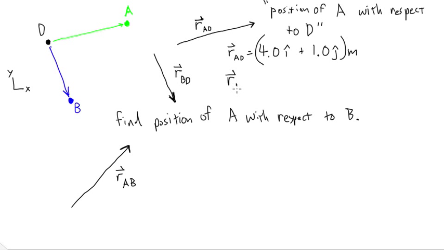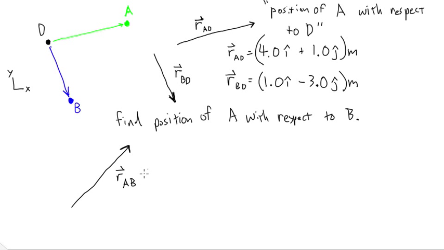Bobby's position with respect to Dad. Again, I'm just making up numbers here. I'm going to say he's 1 over and 3 down. So 1.0 i hat, and I'm just going to keep these as 0.0s, 1.0 i hat minus 3.0 j hat meters. Okay, so that's the position of Bobby with respect to Dad.